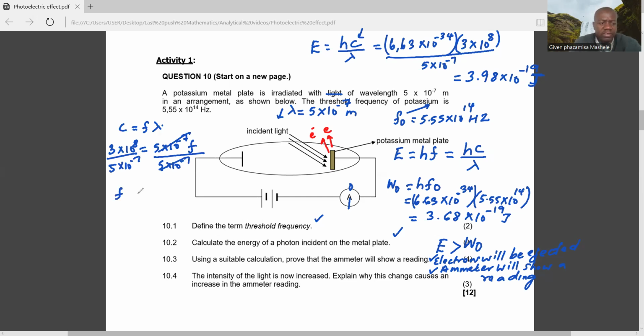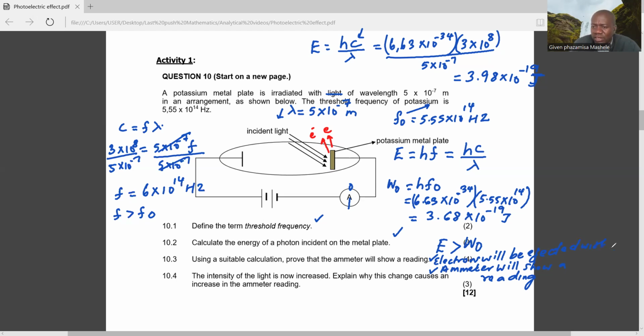Then we get the frequency of light, not the cutoff frequency. It's 3 times 10 to the power of 8 divided by 5 times 10 to the power minus 7. This gives us a frequency of light of 6 times 10 to the power 14. So you can easily see that the frequency of light is bigger than the cutoff, because the cutoff is 5.55 times 10 to the power 14 and this one is 6 times 10 to the power 14. The same applies: electrons will be ejected with maximum kinetic energy.